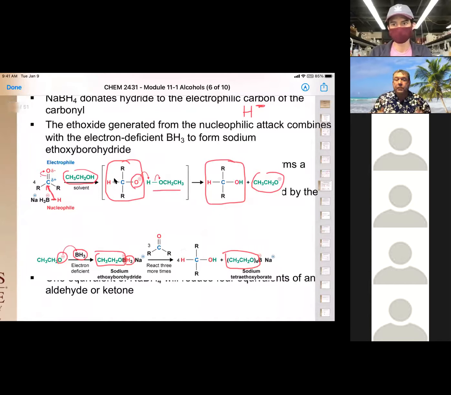Okay, questions on that mechanism? The key to the mechanism is that hydride. That hydride is our nucleophile. And the rest of the mechanism goes along with all of the other mechanisms where we have the attack by the nucleophile first. Okay. All right, don't forget chat rooms open for questions as well.